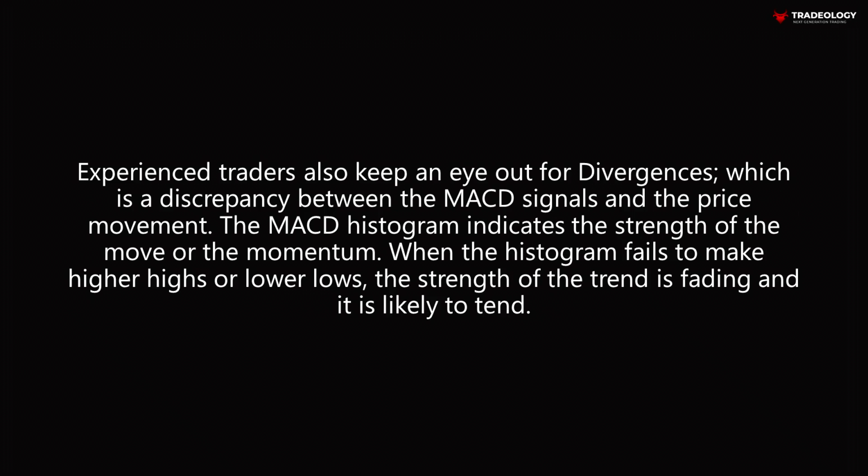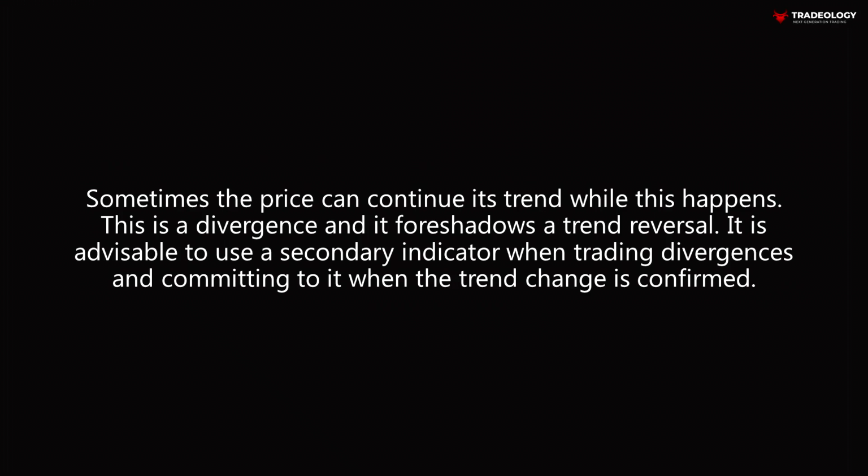Experienced traders also keep an eye out for divergences, which is a discrepancy between the MACD signal lines and the price movement. The MACD histogram indicates the strength of the move or the momentum. When the histogram fails to make higher highs or lower lows, the strength of the trend is fading and is likely to end. Sometimes the price can continue its trend while this happens. This is a divergence and it foreshadows a trend reversal. It's advisable to use a secondary indicator when trading divergences and committing to it when the trend change is confirmed.